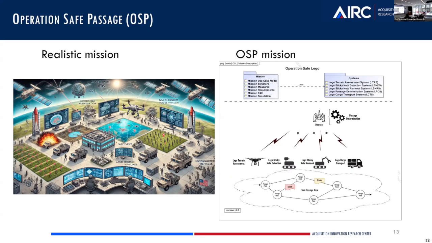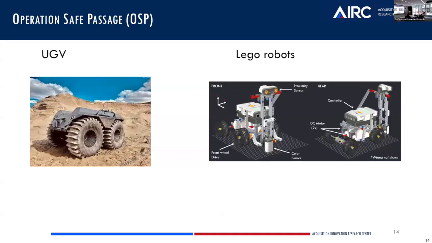If you're familiar with the EV3 Lego robots, or more recently the Spike Lego robots, that's what we're working on. So here's an example. There's the real UGV on your left, and then this is actually the EV3, the old Lego robot, on the right.